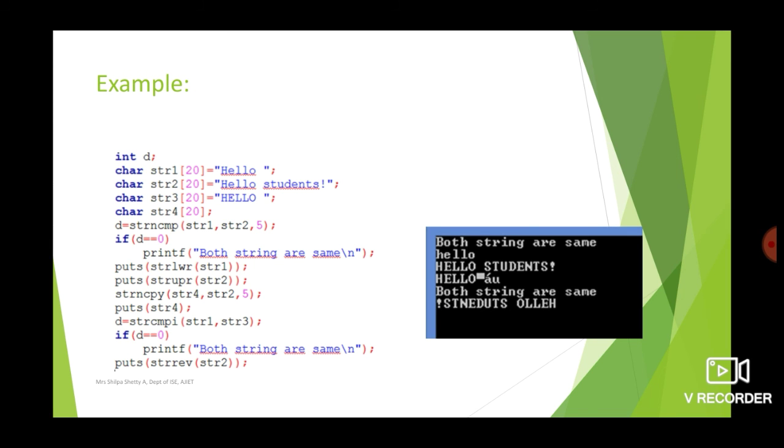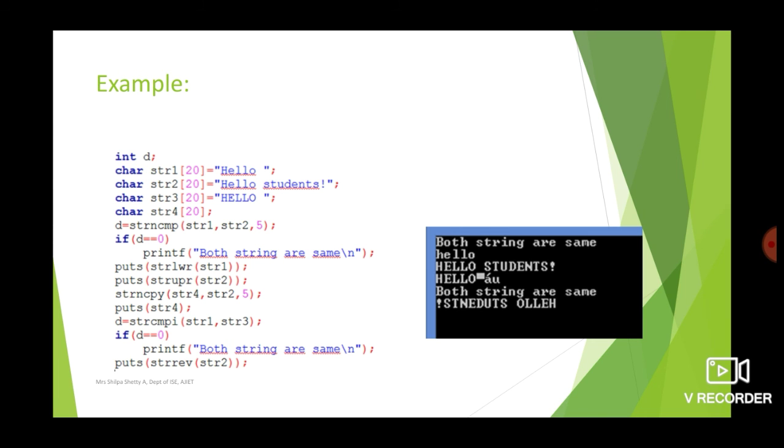So here is an example that illustrates a few concepts. Let us take str1 of 20 as hello, str2 of 20 is hello students, str3 is hello, and the fourth one is empty. So d is equal to strncmp of str1, str2, comma 5. So 5 characters have to be compared from the first string and the second string. Are the first 5 characters same? Yes, they are same. So the d value will be equal to 0. So it prints both strings are same.